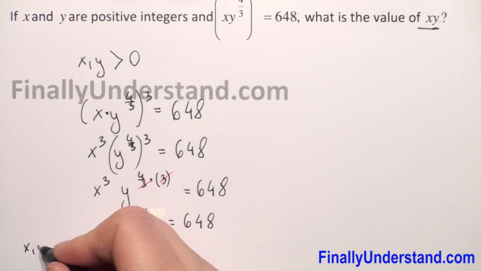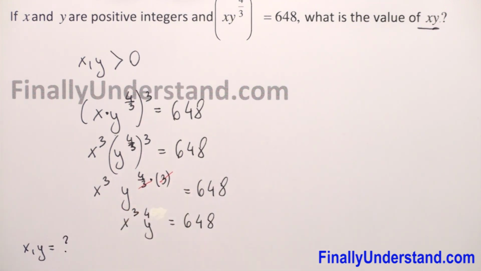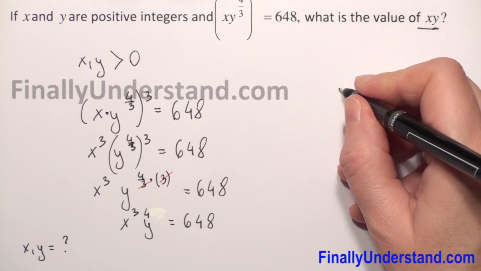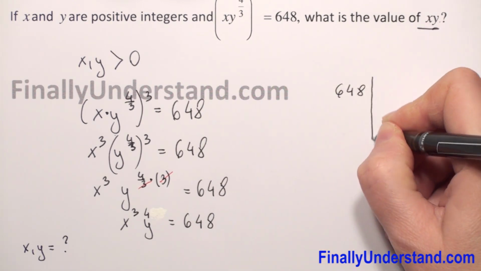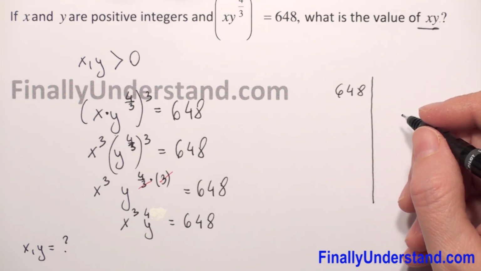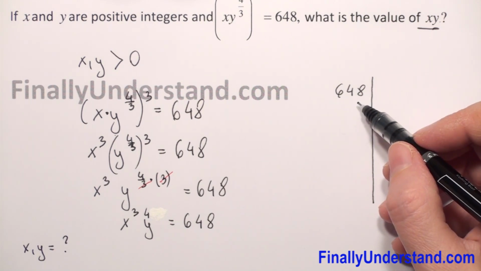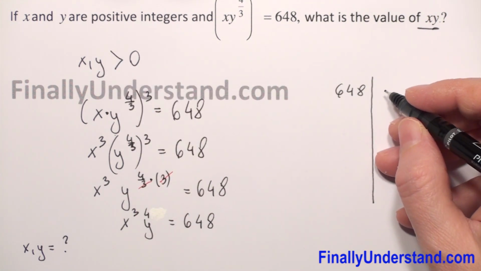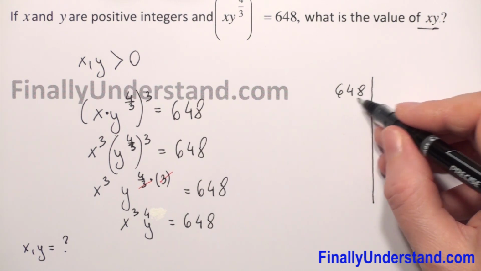So x and y are our unknowns. What else? x and y are positive integers, so I think the easiest way to find x, y is to find prime factors of 648. How do we do this? We will build the table, and first, what is a prime number? It is a number which is divisible by 1 and itself.